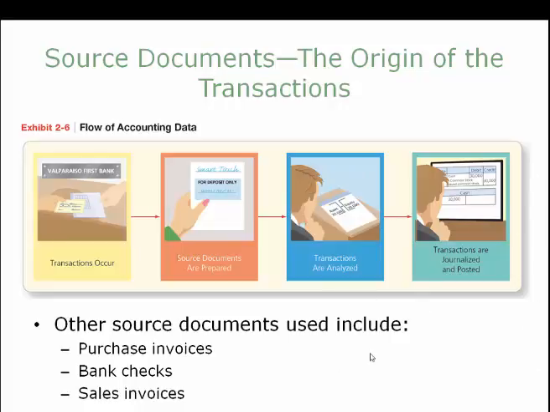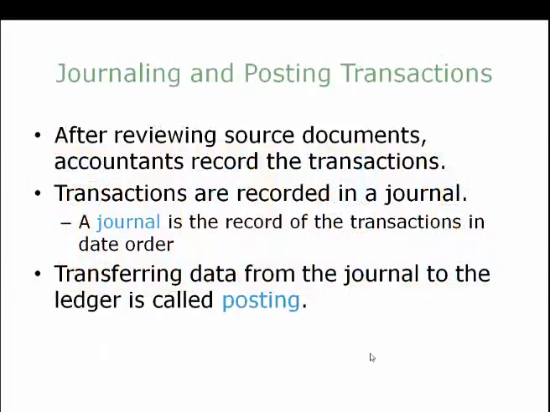Here are some examples of source documents: a purchase invoice, bank check, sales invoice. Those are a couple of examples, and there are multiple others. You look at the source documents and determine, based off of them, where you are going to put your journal entries. You'll notice a journal, generally called the general journal, is the book of original entry in accounting. You're going to post information from the journal to the ledger, which is called posting. You're taking information from the journal and putting it in the ledger.